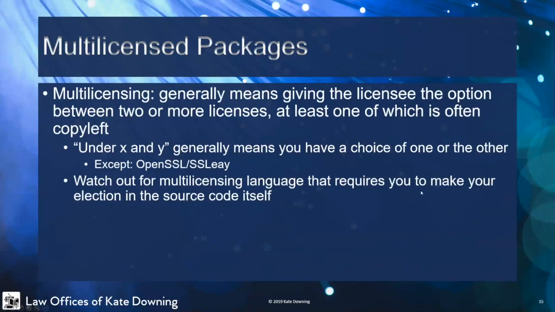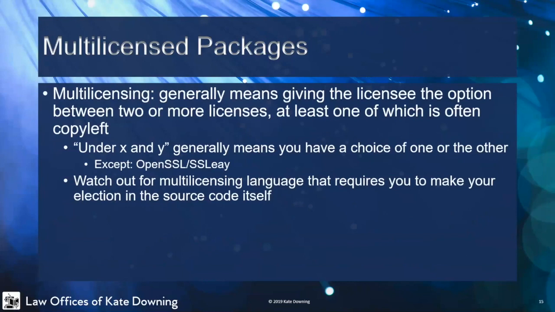Multi-license packages. So this is not necessarily a type of license, but it's a mechanism that you'll see out there in the world. Some packages will say, it's under this license and that license. Generally, when you see language like that, it really means you can pick one, right? If it's under MIT and GPL, it probably means pick one. The exception to this, though, is the OpenSSL SSLeay license. In that case, they really mean both, but that's really the exception. It's probably the only exception I can think of where that's the case.